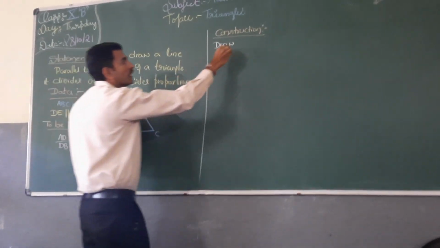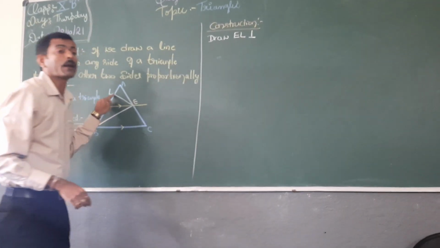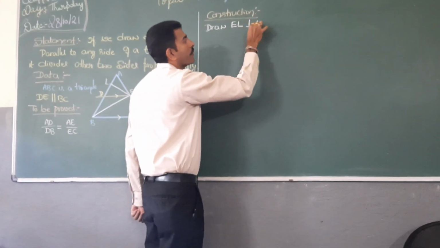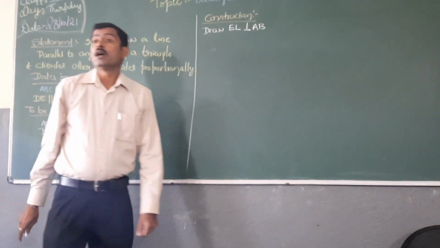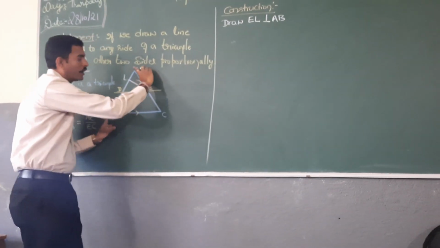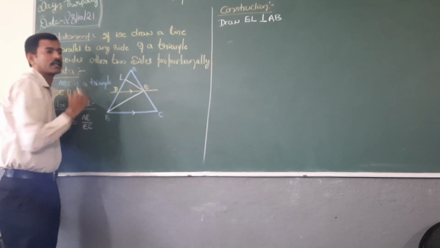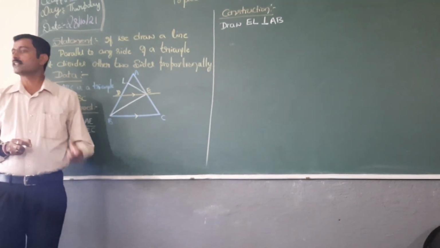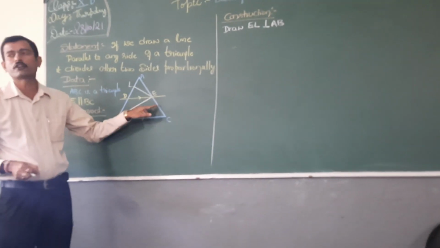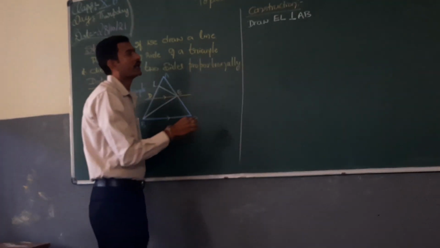See, EL. How are you drawing, children? Perpendicular. Perpendicular to what? To AB. Here you just understand, sir, EL is perpendicular to AB means for each point on AB, it is perpendicular to EL. Understood, children? Yes. And join BE.